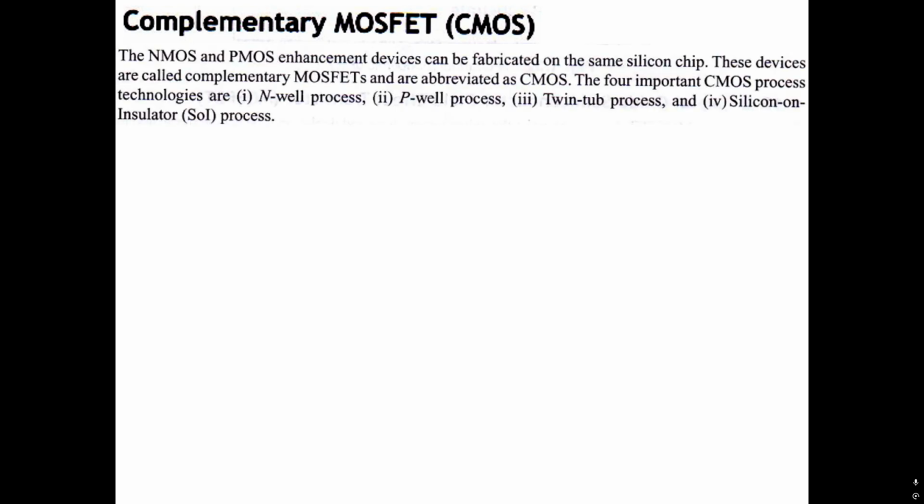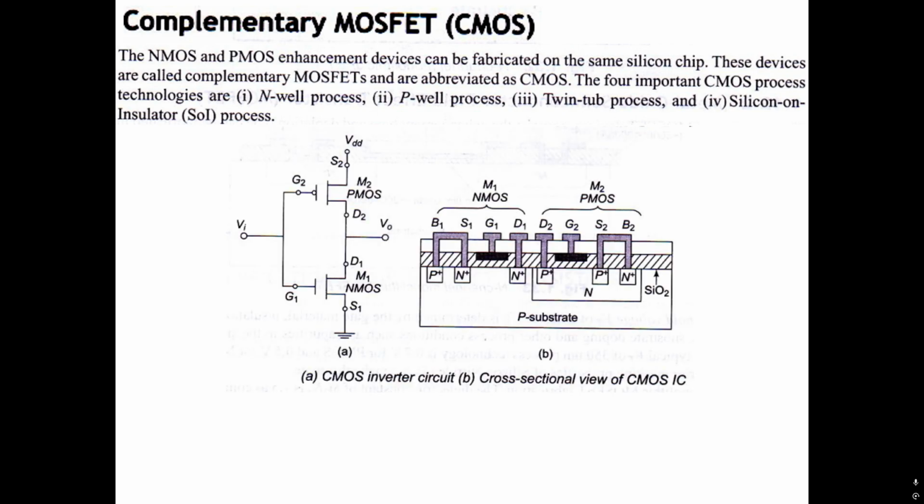Next we have CMOS, complementary MOSFET. The NMOS and PMOS enhancement devices can be fabricated on the same silicon chip. These devices are complementary MOSFETs and are abbreviated as CMOS. The four important CMOS process technologies are N-well process, P-well process, twin-tub process, and silicon on insulator SOI process. CMOS inverter circuit and its cross-sectional view of CMOS IC is shown.